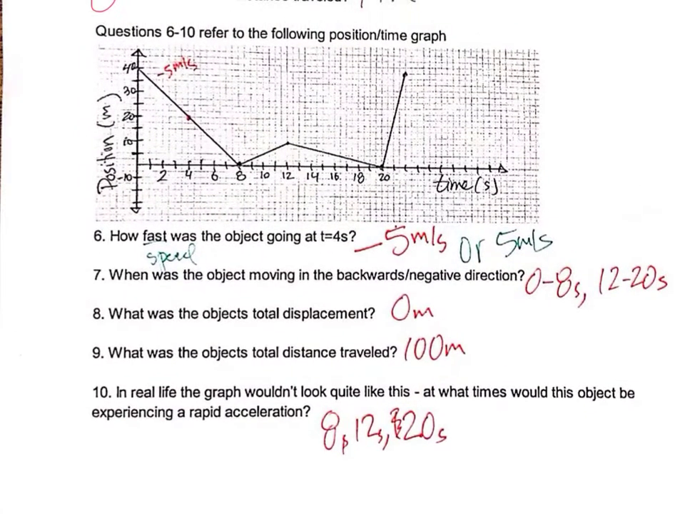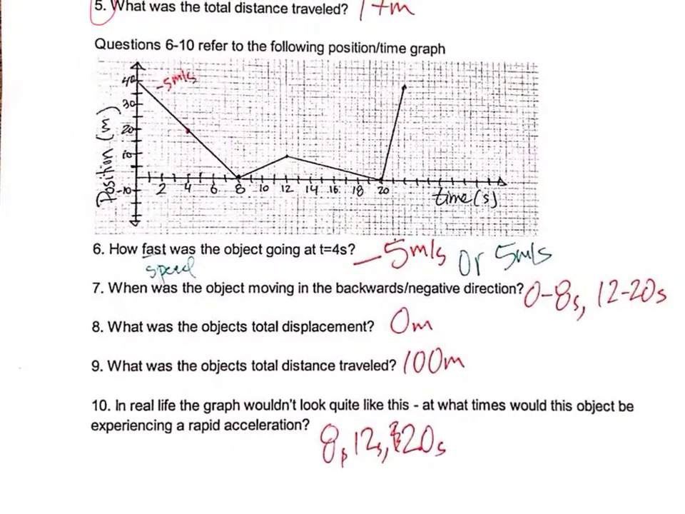6. How fast was the object going at t equals 4? So at t equals 4, it looks like right here we calculated slope by doing something like rise over run. So this looks like a negative 20 over 4 would give negative 5 meters per second. Now, it just says how fast. So technically that refers to speed. So if you just put 5 meters per second, that's perfectly fine. Again, speed is sort of like the absolute value of velocity. The direction's not actually included.